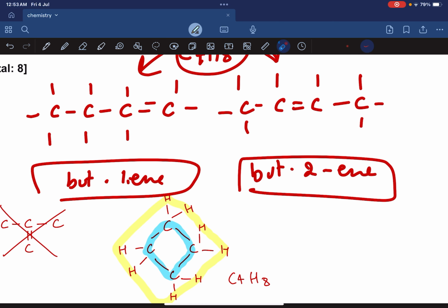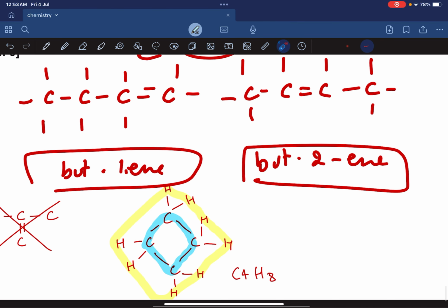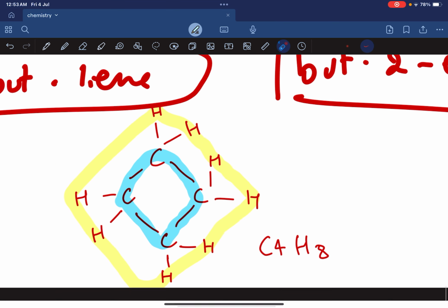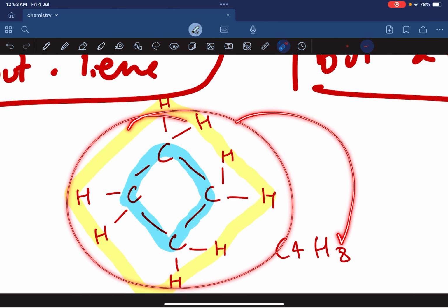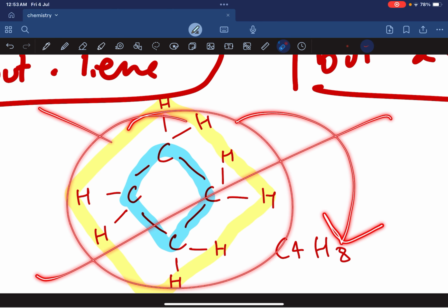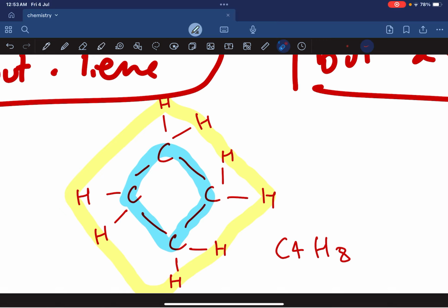Why? Because only this double bond can decolorize aqueous bromine from orange to colorless. Only this double bond. If you don't have a double bond, you cannot decolorize aqueous bromine. And unfortunately, the cycloalkane, which you're going to study in A-levels, though having the molecular formula C4H8, is not going to be included in this question because it cannot decolorize aqueous bromine, because of the lack of a double bond.